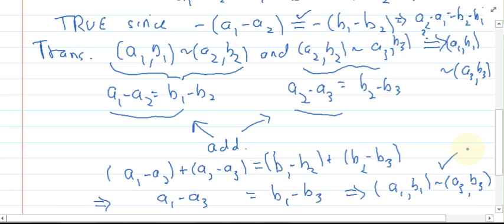Now, if you were doing this yourself, what you would do is write down this statement here, which you know you want to prove, and show that you can obtain this statement from the two statements that you're given. So that's the approach, and in fact it is reflexive, symmetric, and transitive, so it is an equivalence relation.